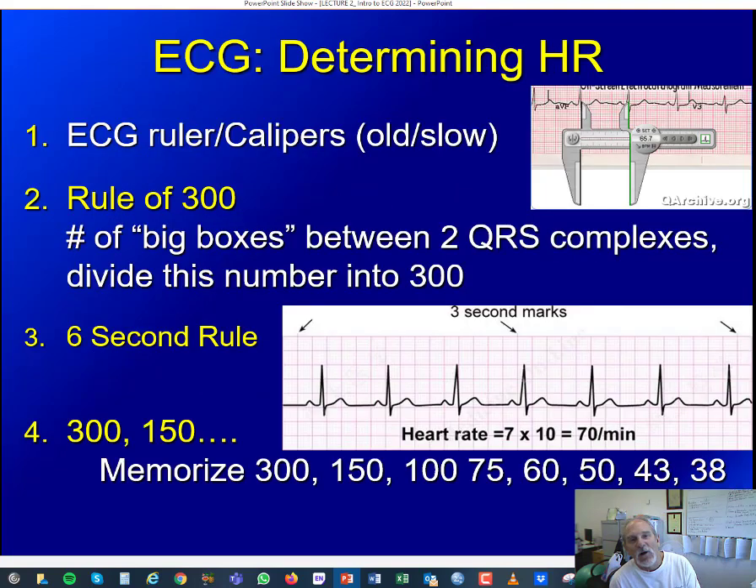Now, determining heart rate. In the old school ways, there used to be these calipers. You'd use those. There's the rule of 300 for real quick. So what you do is find the big boxes between two QRS complexes and divide the number into 300. Also, there are little 6-second markings on ECG paper. However, what I'm recommending, and what you'll need to be able to do, is the 300, 150 mnemonic. So you have to memorize 300, 150, 100, 75, 60, 50, 43, 38. And I'll show you how that works.